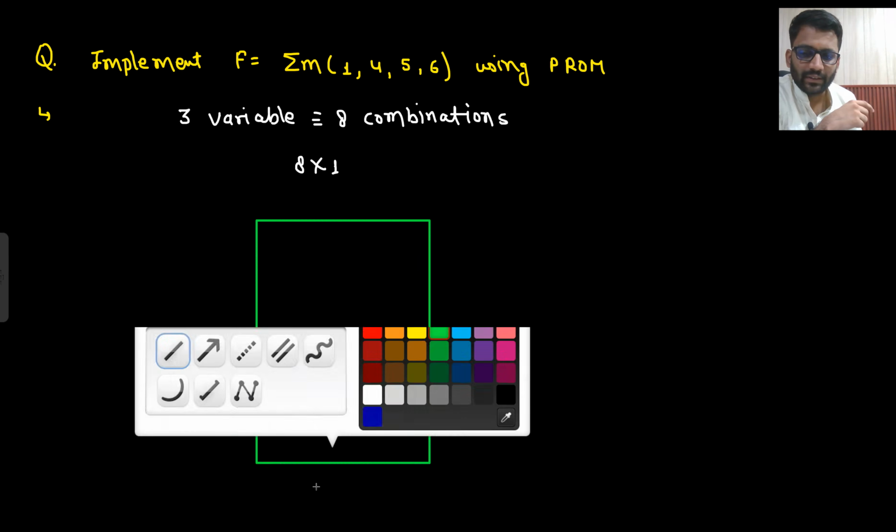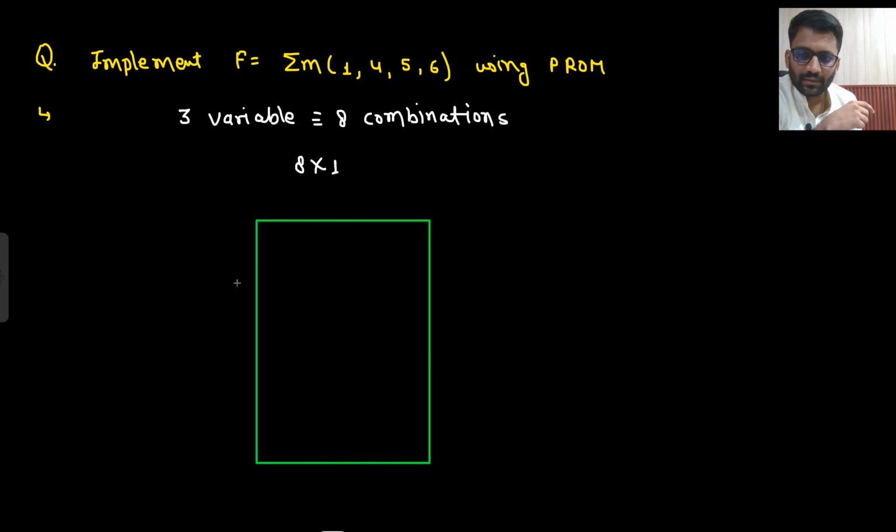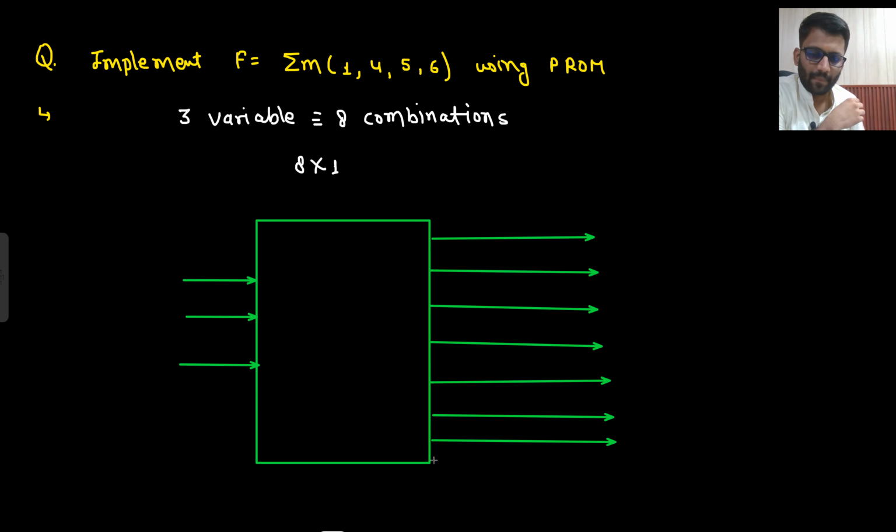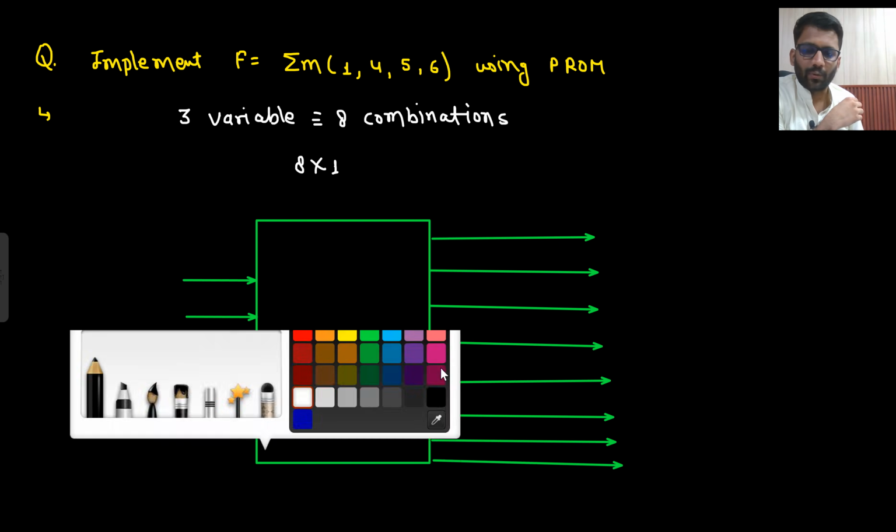How do you define this? There will be 3 variables, which could be anything. They did not give the name. So forget about it, I will also not give the name. And 8 output combinations will be there. Total 8 output combinations are there.